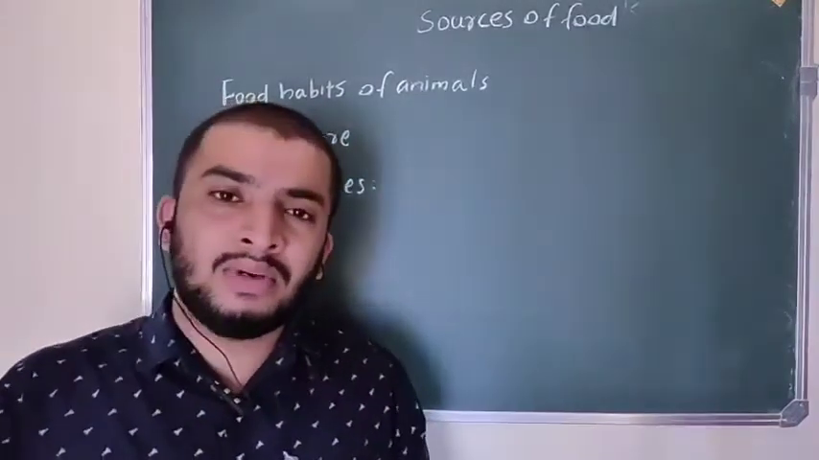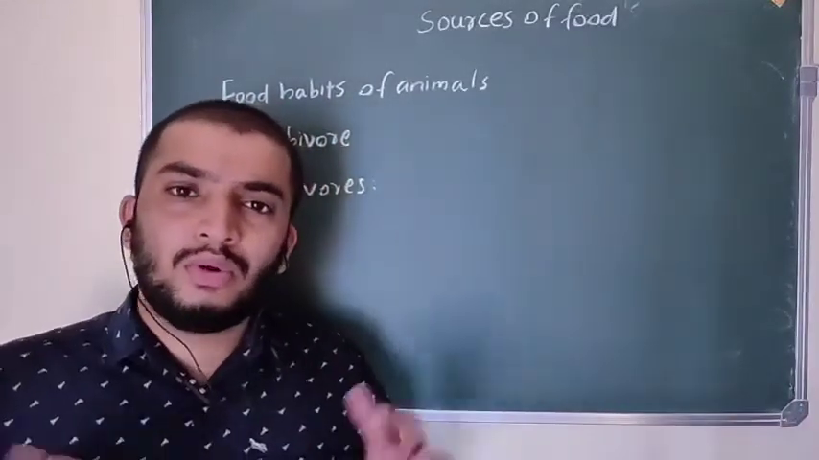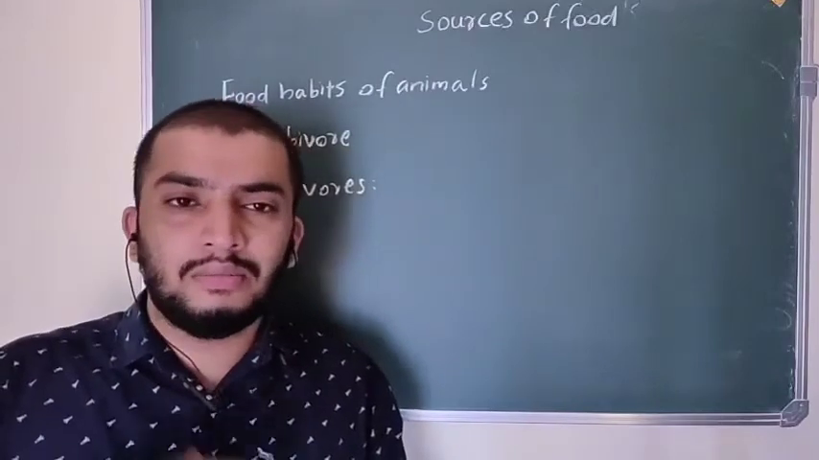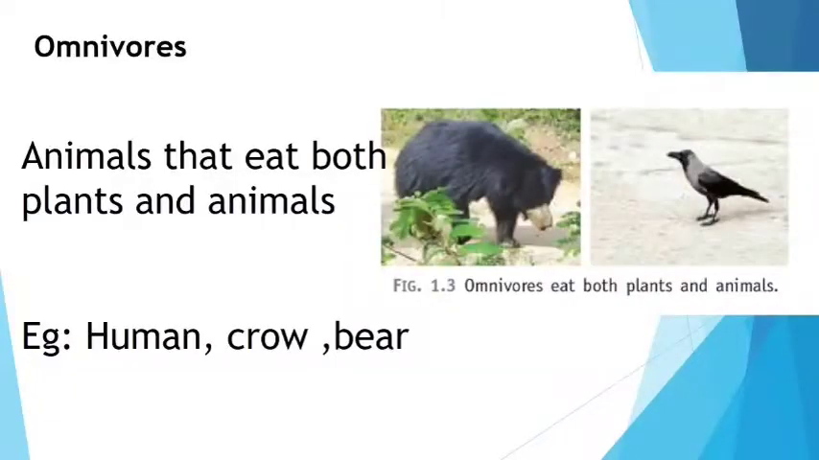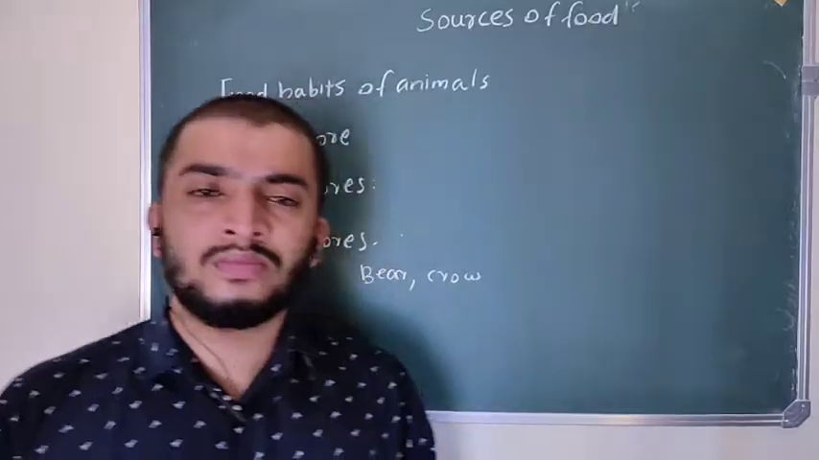But some animals eat both plants and meat. They are called omnivores. Animals that eat both plants and animals are called omnivores. Example: human, crow, and bear.